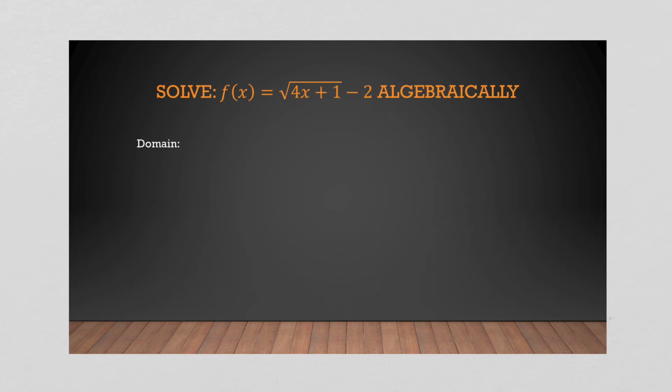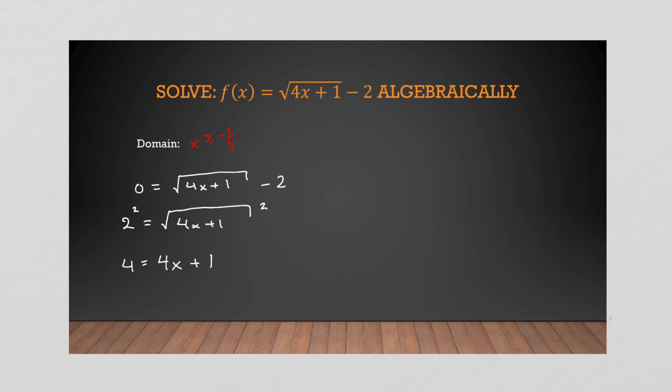So we still have our same domain, x has to be greater than or equal to -1/4, and now we will solve this algebraically. So 0 equals the square root of 4x plus 1 minus 2. We're going to add 2 to both sides, and then we're going to square both sides. And now we get this statement here. Now we're going to subtract 1 from both sides. We get 3 equals 4x.